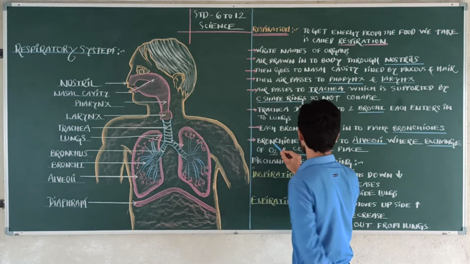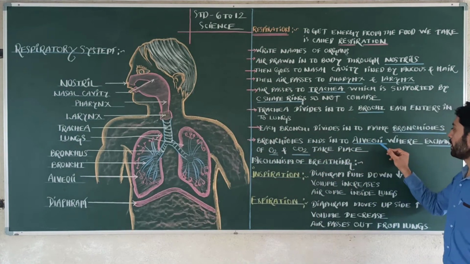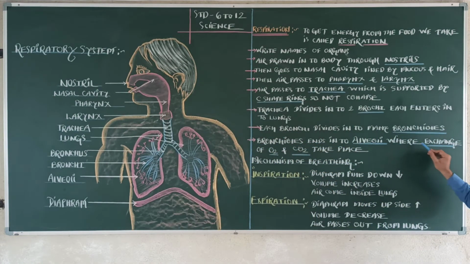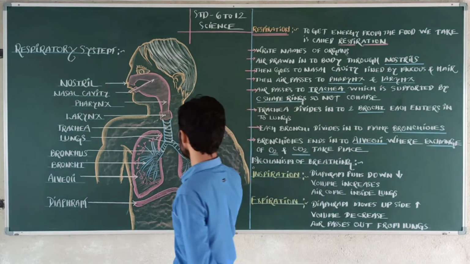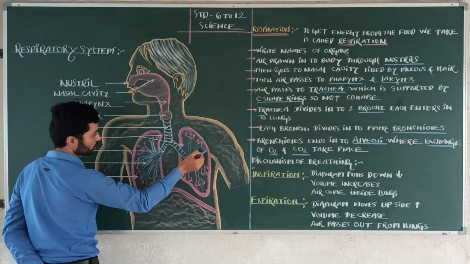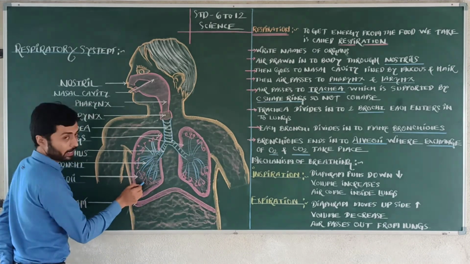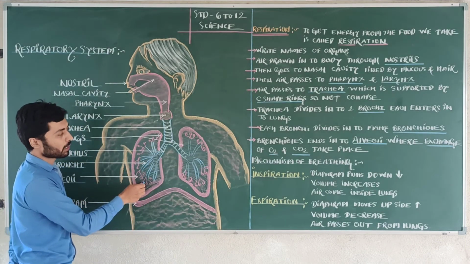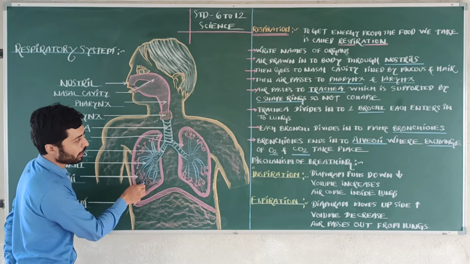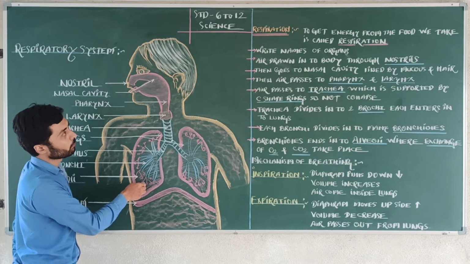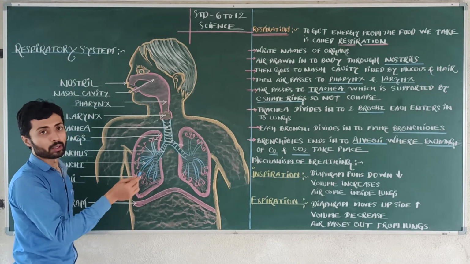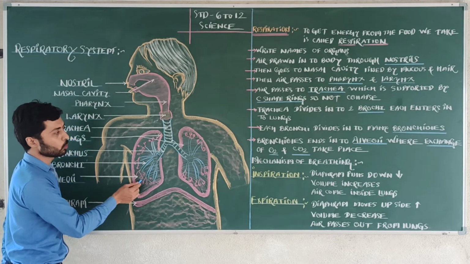Next point, bronchioles end into alveoli, where exchange of oxygen and carbon dioxide takes place. These red colored circle-like structures are called alveoli, where exchange of oxygen and carbon dioxide takes place. This we have discussed in the circulatory system of the human being. So, with this video, you can also revise that video on the circulatory system of human beings.